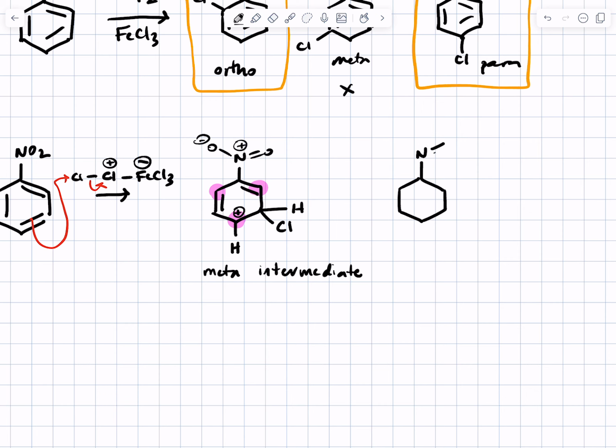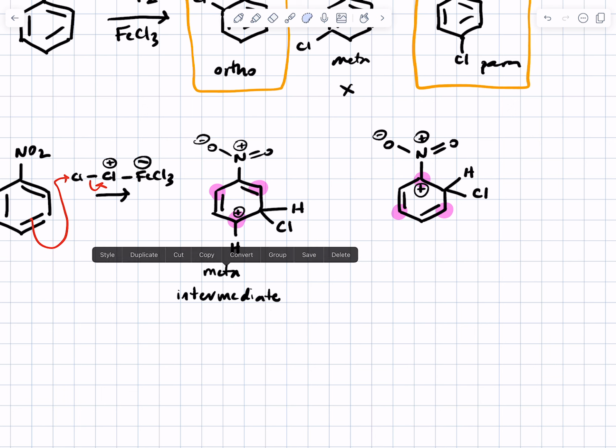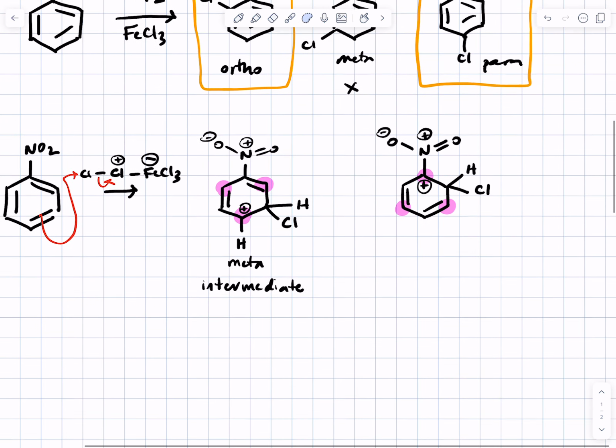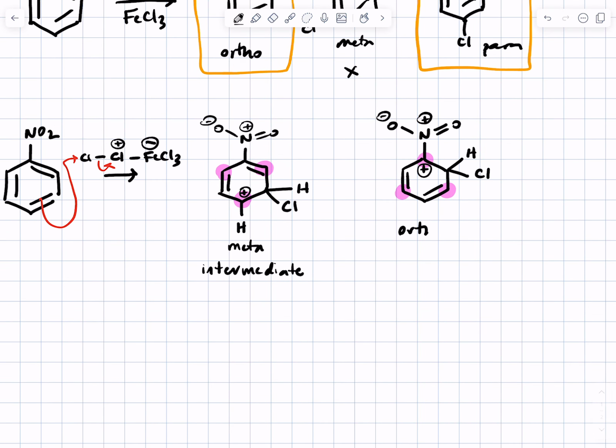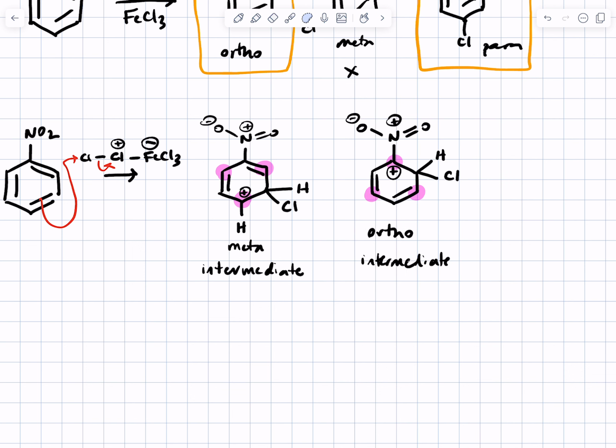All right, so let's draw that intermediate. Here again is the nitro group. We'll put the chloro on the ortho carbon. That would put a positive charge here. And of course, by resonance, that positive charge could be delocalized in those three places. So you've got this meta intermediate and the ortho intermediate. We could also draw the para intermediate, and maybe that would be worth doing. It's not that difficult.